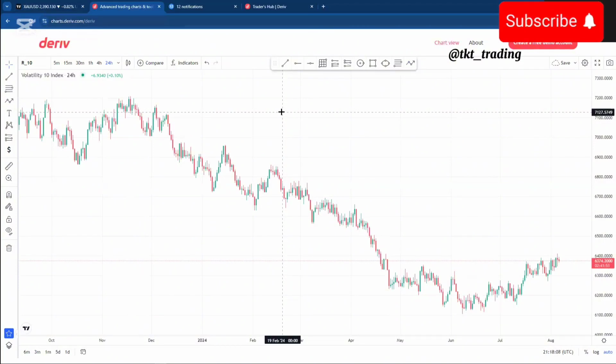So when you hear someone say, okay, price went into the supply zone, that supply zone is for a sell entry, or the person is looking for sell opportunities in the market.